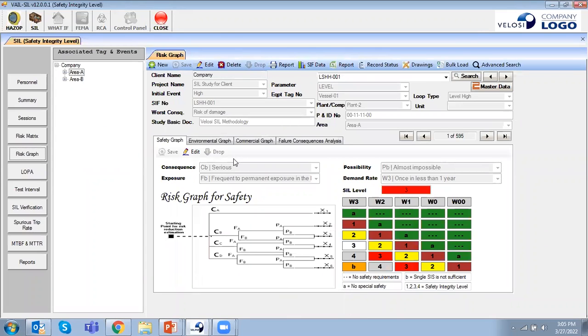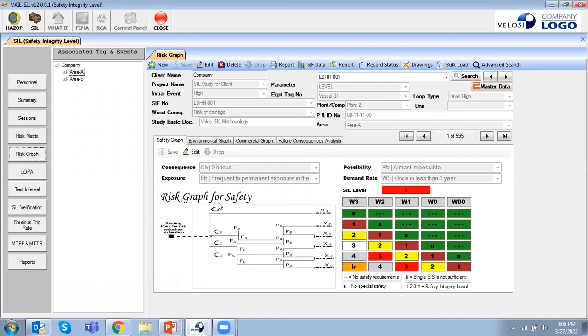And here, let's suppose we have selected CB. I'm talking about safety risk graph. So there is another exposure parameter as well. 4 parameters we have to select. Serious consequence and possibility is almost impossible. Exposure is frequent to permanent exposure in the hazardous zone for the operator. And demand rate is once in less than 1 year.